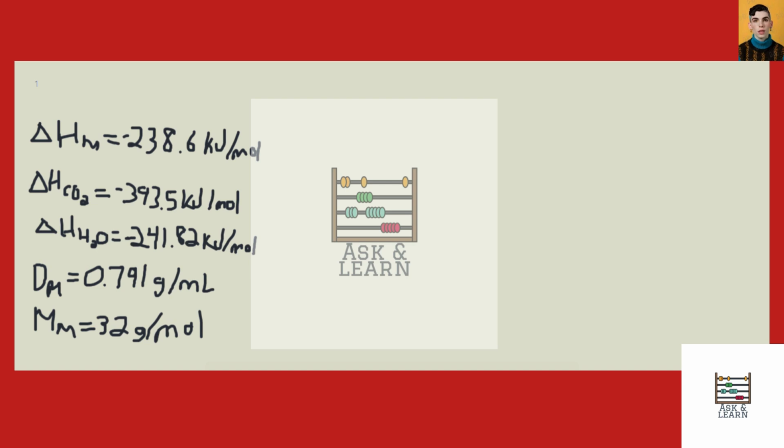Alright guys, we're going to be doing problem number 80 of chapter 5 in Chemistry, the Central Science. Methanol is used as a fuel in race cars. In part A, they want us to write a balanced equation for the combustion of liquid methanol in air.